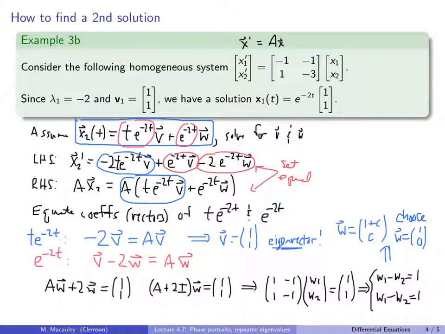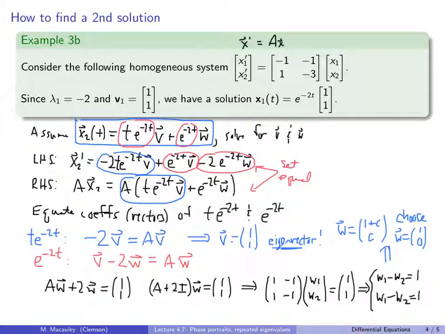So now we're done. Now we have our second solution. Remember we were trying to find a second solution x2, and we guessed that it was of this form. And all we had to do was solve for v and solve for w. And so we said v has to be an eigenvector, so let's pick (1, 1) to make things easy. And w, given that choice of v, can be anything like this, so (1, 0) certainly works.